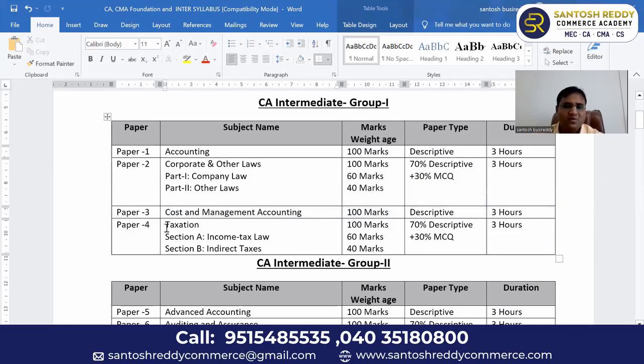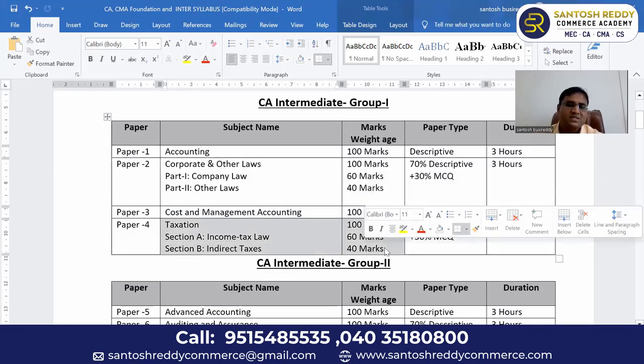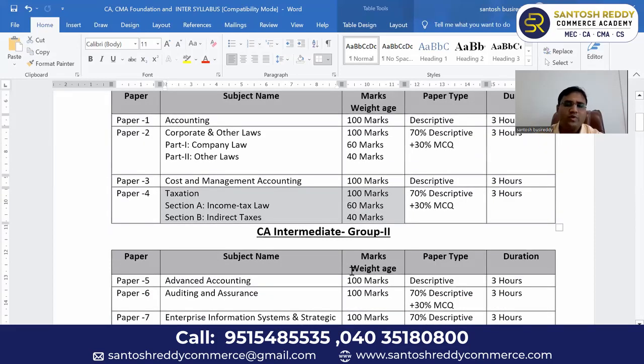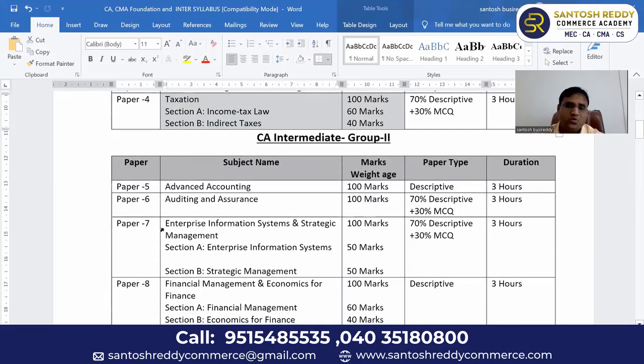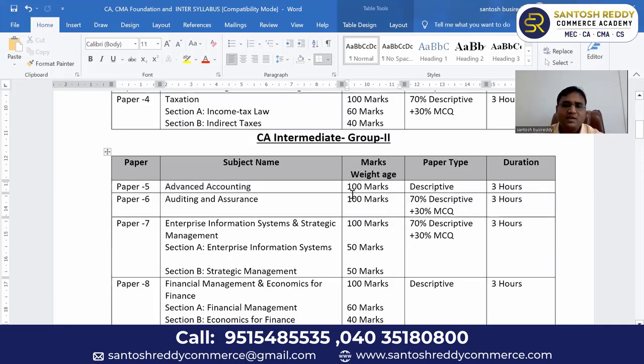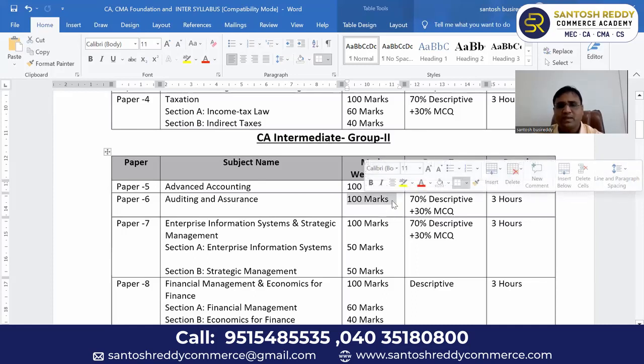Taxation, another very important subject. You can easily get 70 marks. Why the students are failing in group one, I don't know. Group one is very easy when compared to group two. In group two you have dry subjects, but in group two also you can get more marks in advanced accounting, like amalgamation, mergers, reconstruction. Auditing, you may get at least 40 marks. Since it is a theoretical subject, you can manage with 40 marks.